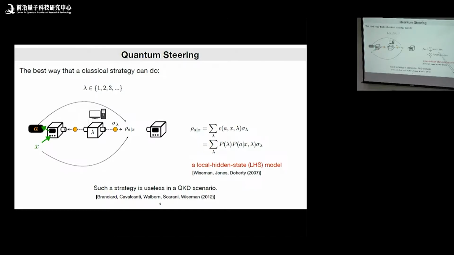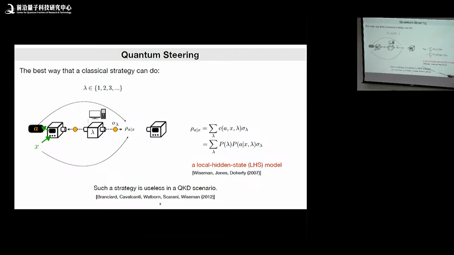So this final form is the best classical strategy that Alice can prepare for Bob. And we call it a local hidden state model. It was first proposed by Wiseman, Jones, and Doherty in 2007. And then in 2012, this group of people found out that this kind of strategy is useless in the quantum key distribution scenario.